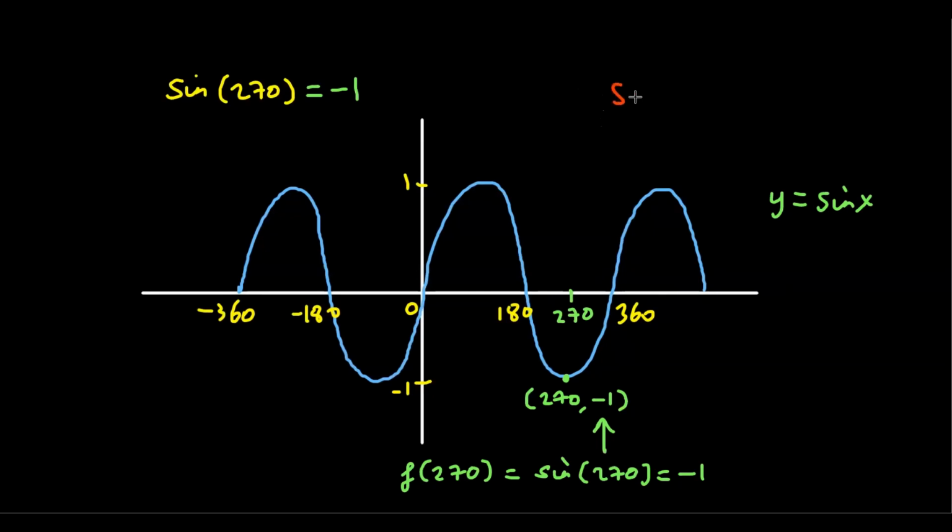Okay, let's try finding sine of -180 this time. So if we go to -180 on the x-axis, that would be this point over here. So the coordinates of that point are just (-180, 0). And that means that sine -180 equals 0. So that's how you find trig functions for values that are multiples of 90.